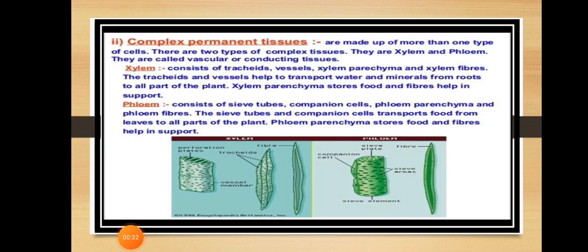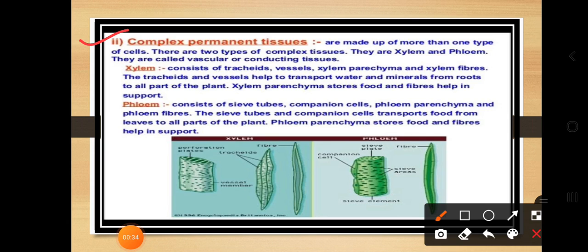Dear students, complex permanent tissues are made up of more than one type of cells. What you have learned about the simple permanent tissue is that it is made up of only one type of cell, whereas complex permanent tissues are made up of more than one type of cells. How many types of complex tissues are present? That is the two types. What are those two types? That is the xylem and the phloem.